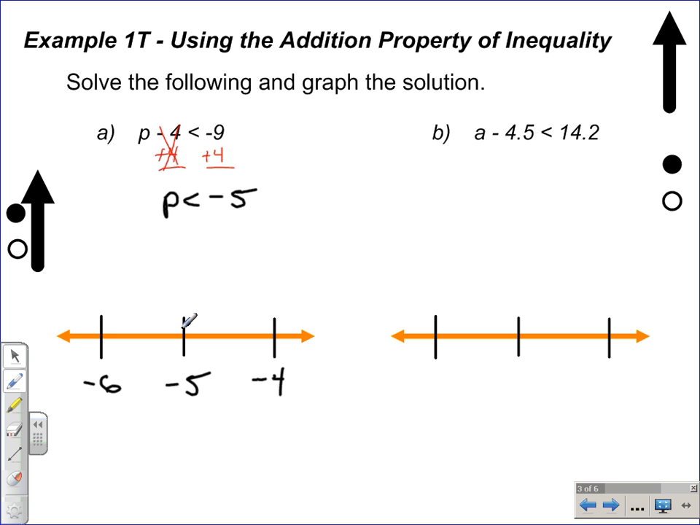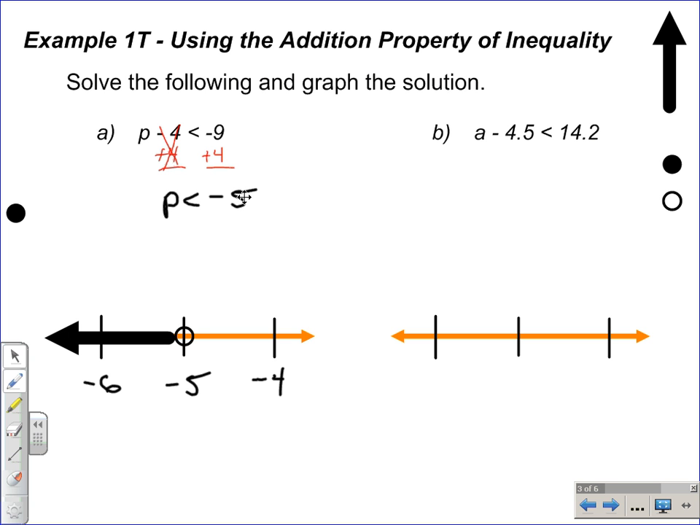Now we need to actually graph the inequality. Since it's a less than symbol, I'm going to use my open circle that I have right here. And I'm going to use my arrow to shade to the left because it's less than. All numbers less than negative 5 are the solution to this inequality. Don't know why it switched, but we'll fix it real quick. And this would be the graph.